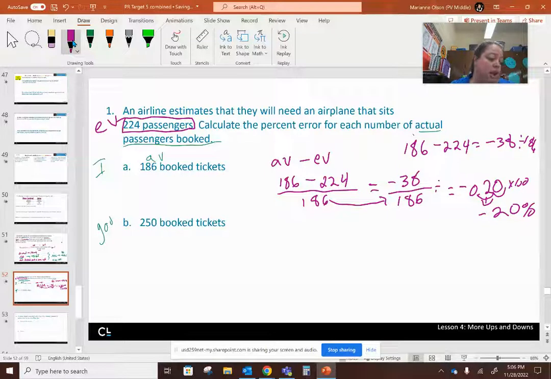So what could cause that change? Why would they, on this flight, estimate 224 because they sold a lot last time? What caused them to sell 20% less tickets? Okay, the price is too high. Bad time of year. Maybe it's a certain time of year, lots of storms, so people aren't traveling. So lots of things could change or affect why you sold less.